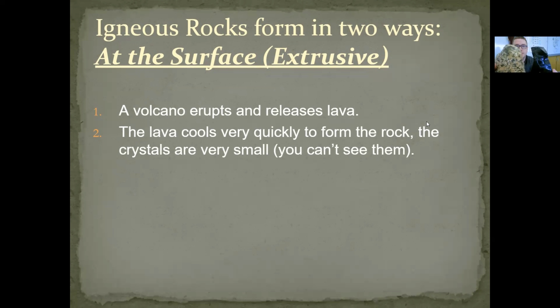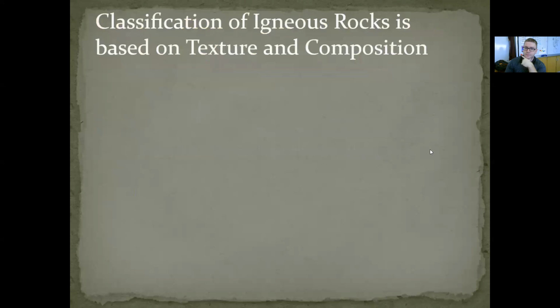If we put them side by side here in my camera, intrusive igneous rock, you can see the crystals because they had more time to form. Extrusive igneous rock, they cooled very quickly, very hard to see the crystals in our extrusive igneous rock without some sort of aid like a microscope or something like that. So being able to differentiate between those two types is going to be very key to figure out what type of rocks we are dealing with here.